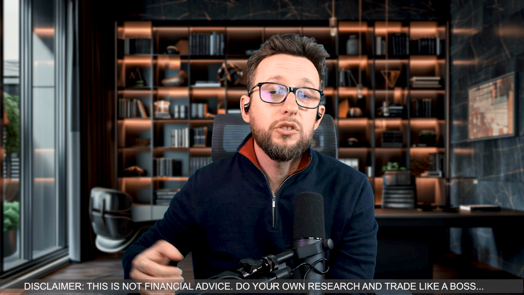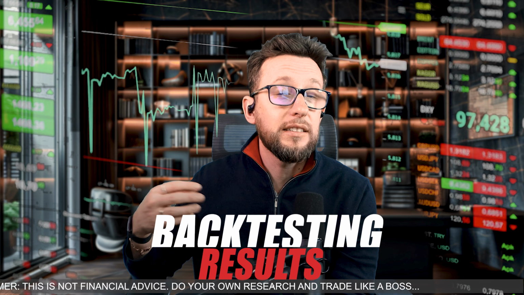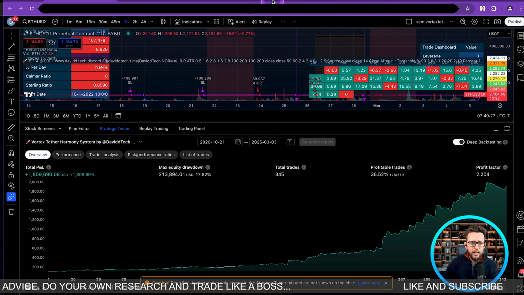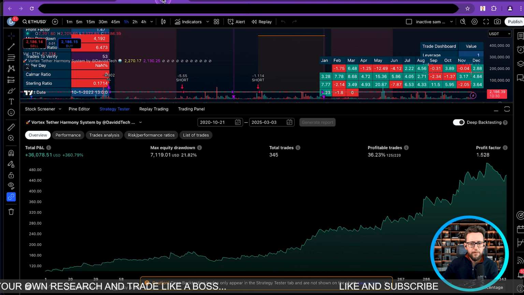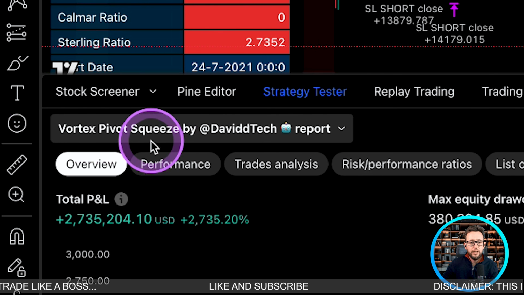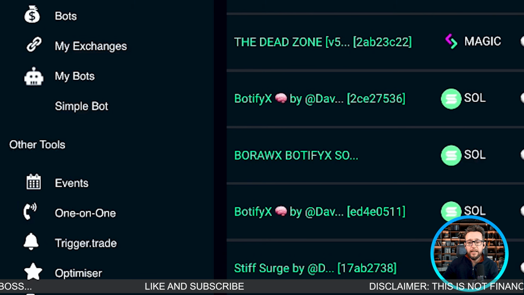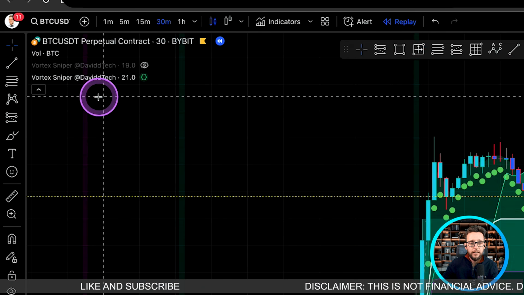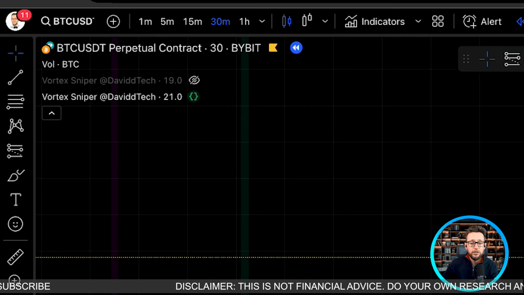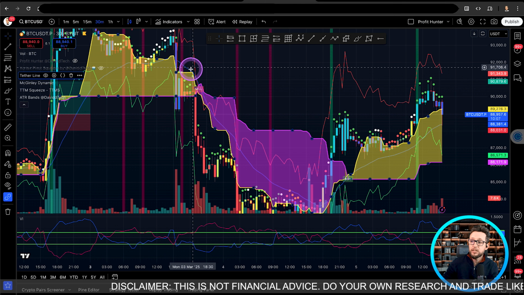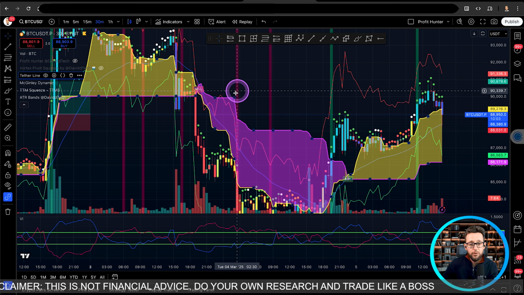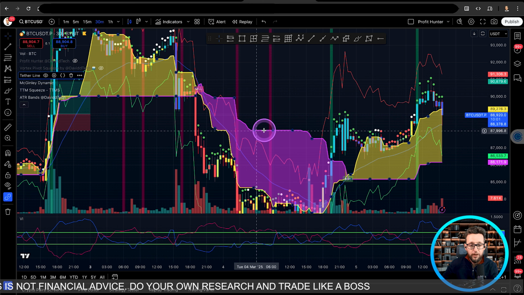I did promise also to show you some of the backtesting results of these indicators on a couple of pairs. So here are some of the backtested results. As you can see, I'll fly through them very quickly. You can find all of these on the website. The actual strategy is called the Vortex Pivot Squeeze, and the indicator, as I said earlier, is actually called the Vortex Sniper. This involves lots of indicators. As you can see, this is what the chart would look like if you just added all of those indicators on, and you wouldn't have your stop loss and take profits and all of that great stuff.